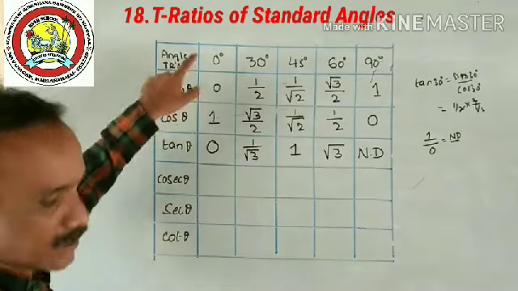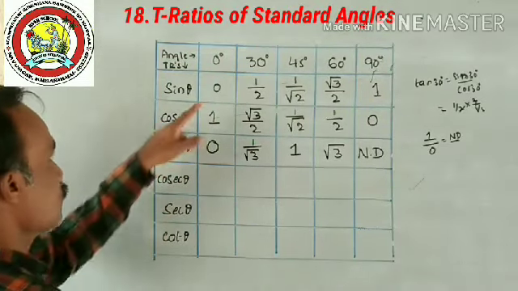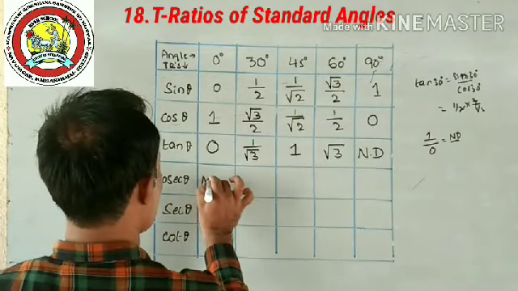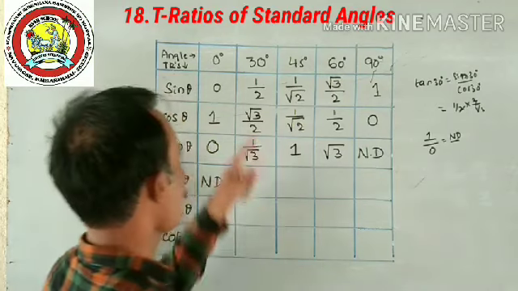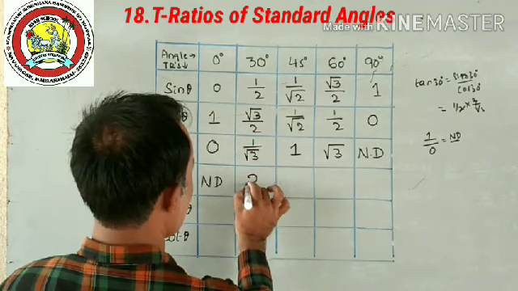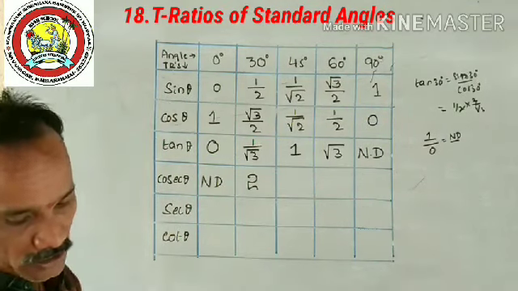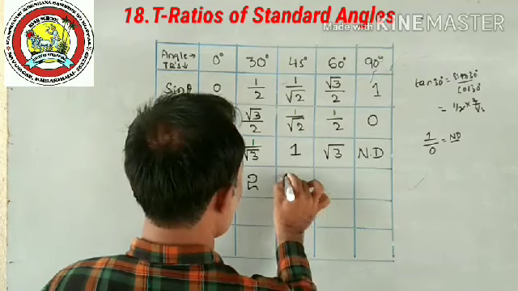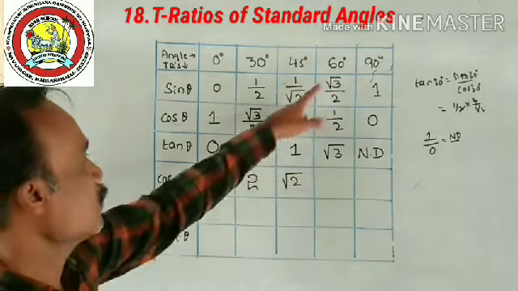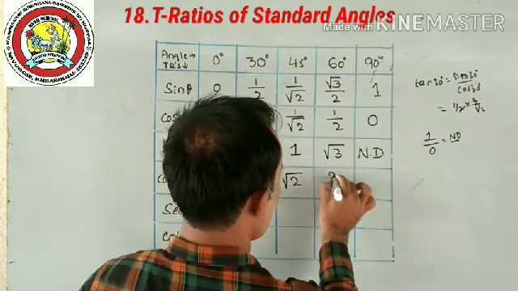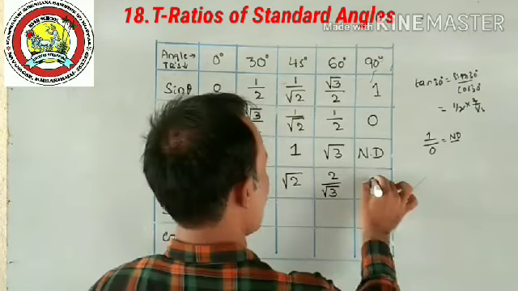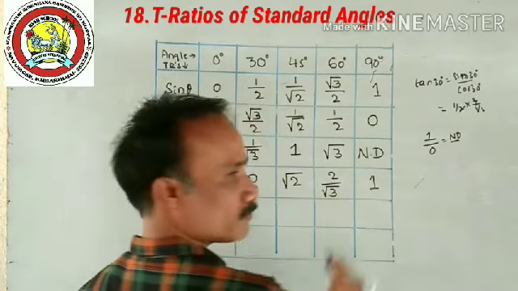Next, cosecant 0. It is the reciprocal of sine. Sine 0 is 0, so again 1 by 0 we cannot define. Cosecant 0 is not defined. Next, 1 divided by 1 by 2 is the reciprocal, that is 2. Next, 1 divided by 1 by root 2 is root 2. Next, root 3 by 2, reciprocal, is 2 by root 3. Then 1 by 1, reciprocal, is 1.